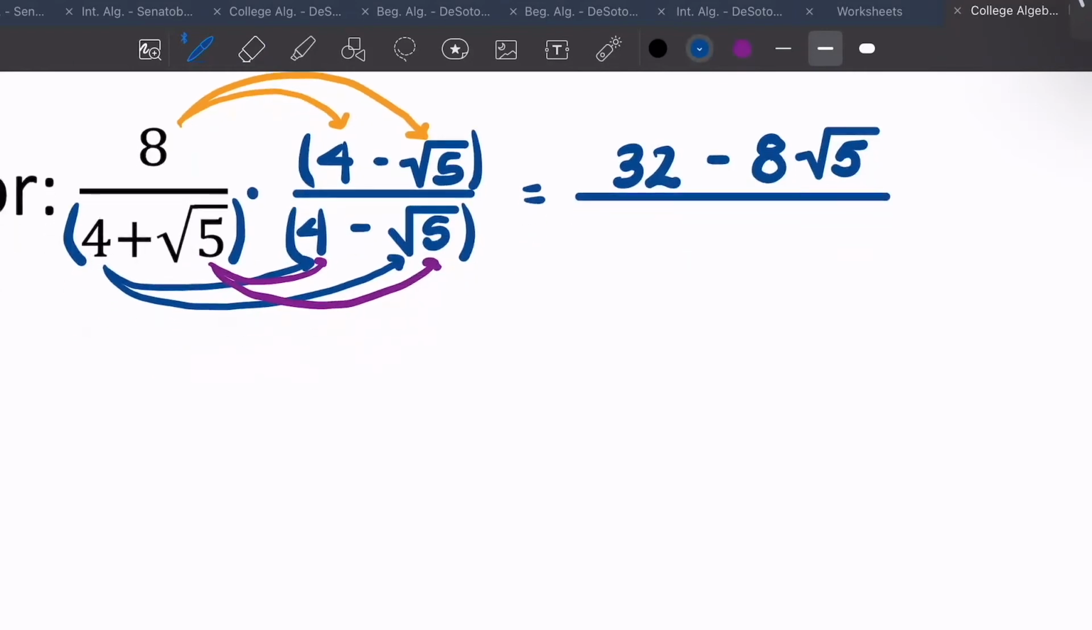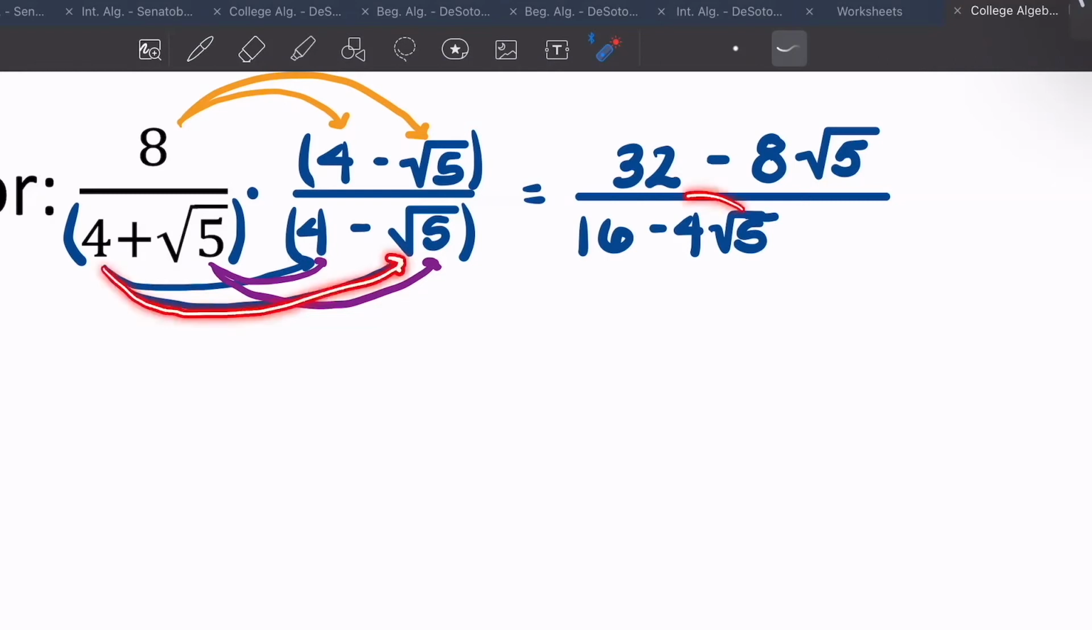So first we had 4 times 4, that gave us 16. And then we had 4 times negative square root of 5, that gave us minus 4 on the square root of 5. Then we have inner. So we have the square root of 5 times 4. Okay, that's plus 4 on the square root of 5.